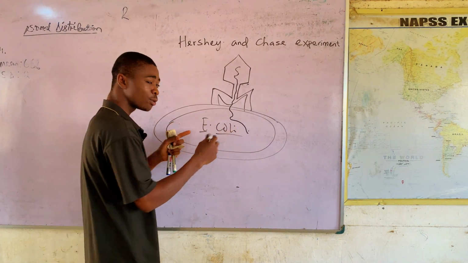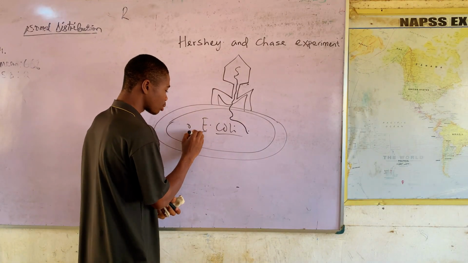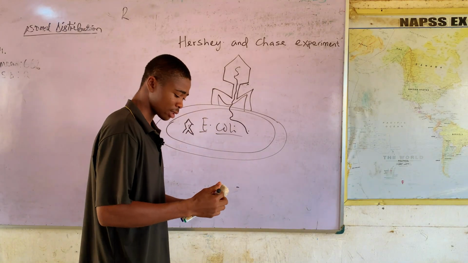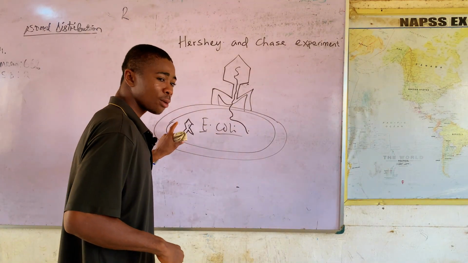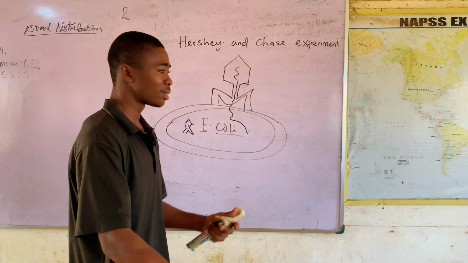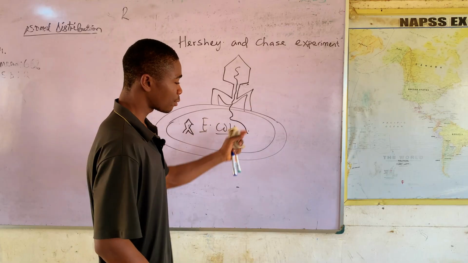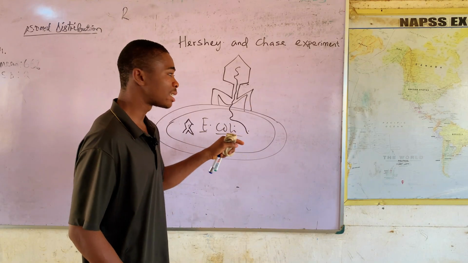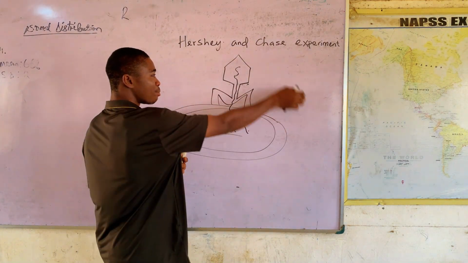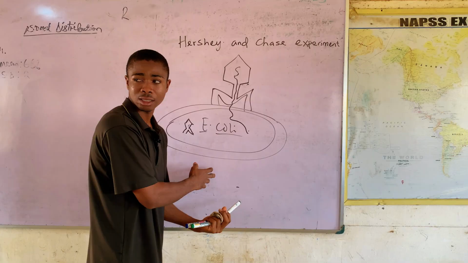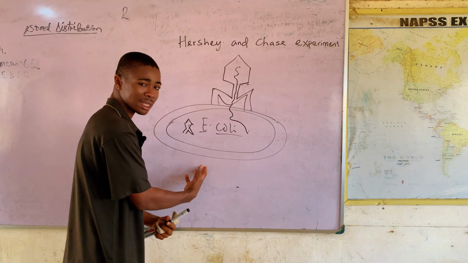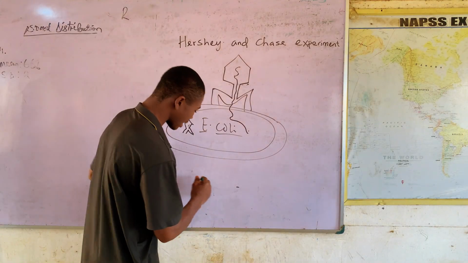If it infects, it will make multiple copies of bacteriophage. But at this point, they didn't allow it to make multiple copies. What they did is that they blended the bacteriophage that infected the bacterium. Most times this experiment is called the blender experiment, because a blender was used in the process of the experiment.